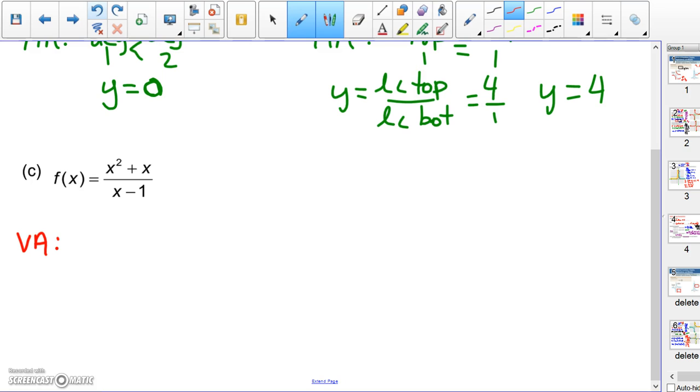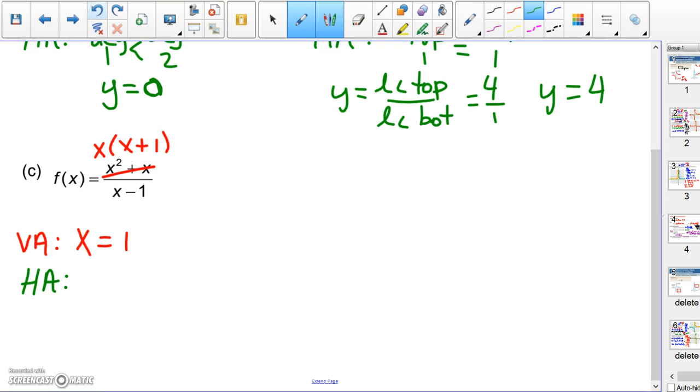Okay, vertical asymptote where the bottom equals 0. Bottom equals 0, x equals 1. Now you probably want to factor the top just to make sure nothing cancels. If something canceled, it would be a hole. In this case, it doesn't, so it's a vertical asymptote. Horizontal asymptote.